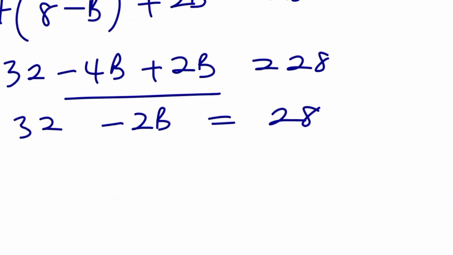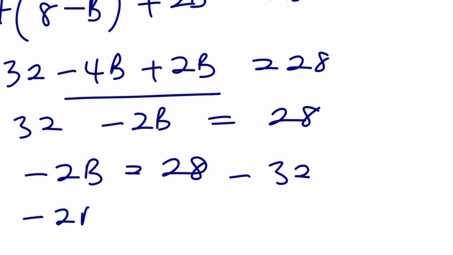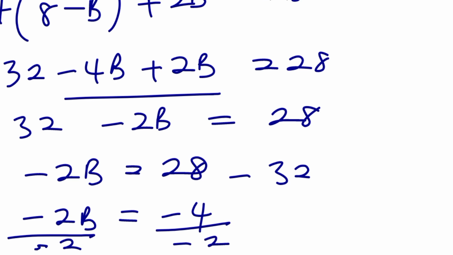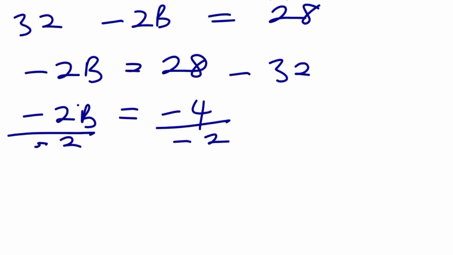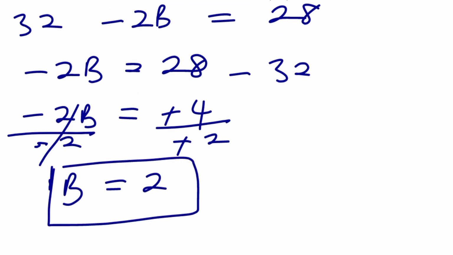So we can proceed by saying 32 minus 2b is equal to 28. So I can say minus 2b equals 28, and by taking 32 the other side, we have minus 32. So we are left with minus 2b equals 28 minus 32, which is going to give us a value of negative 4. So we can divide both sides by negative 2. In that case, negative cancels negative, and we are left with b equals 2.